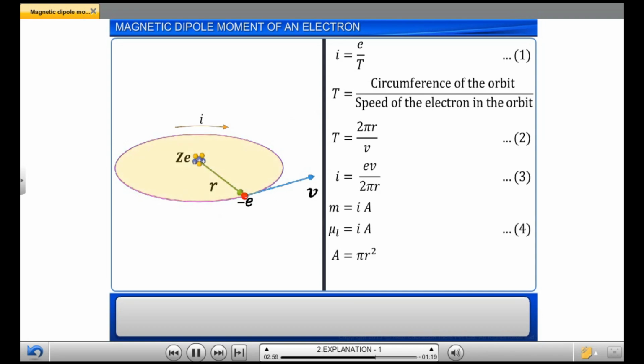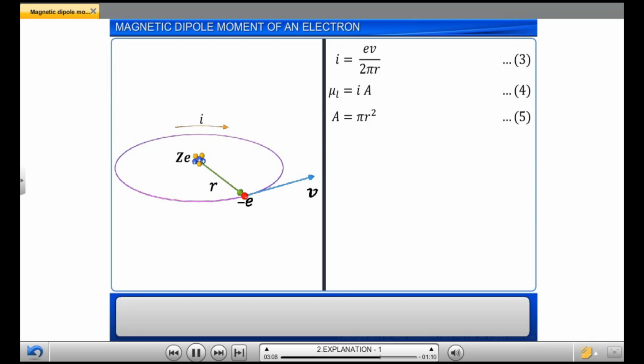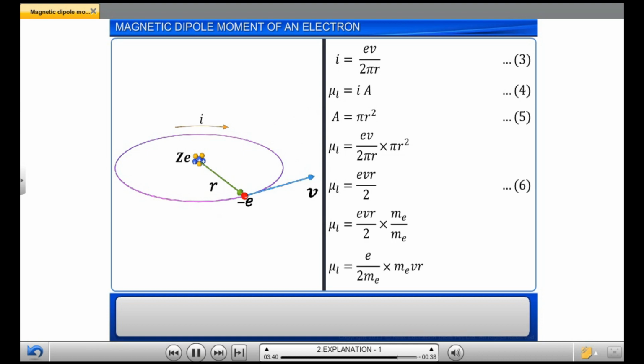The area of the orbit A is equal to πr squared. Let this be equation 5. Substituting equations 3 and 5 in equation 4 and simplifying, we get the expression for the magnetic moment of the revolving electron as μL is equal to evr by 2. Let this be equation 6. Multiply the numerator and the denominator of equation 6 with the mass of the electron, me. Rearranging the terms of equation 6 as shown, we get equation 7.